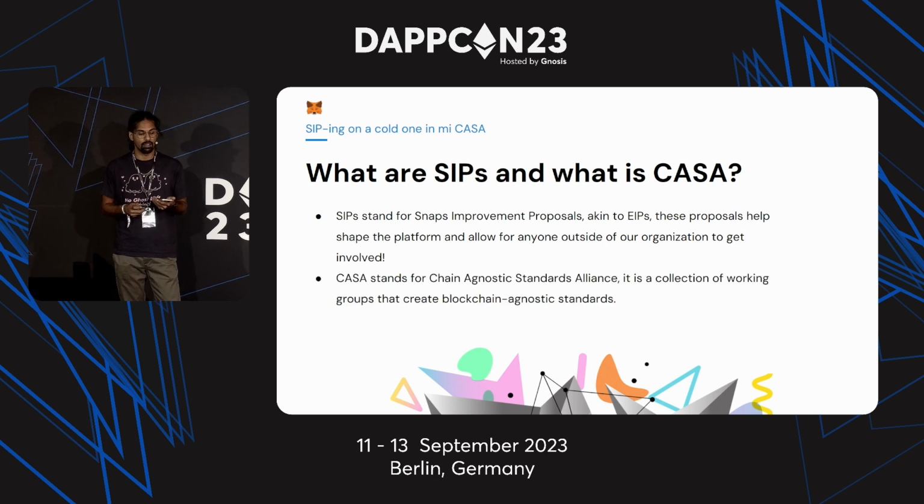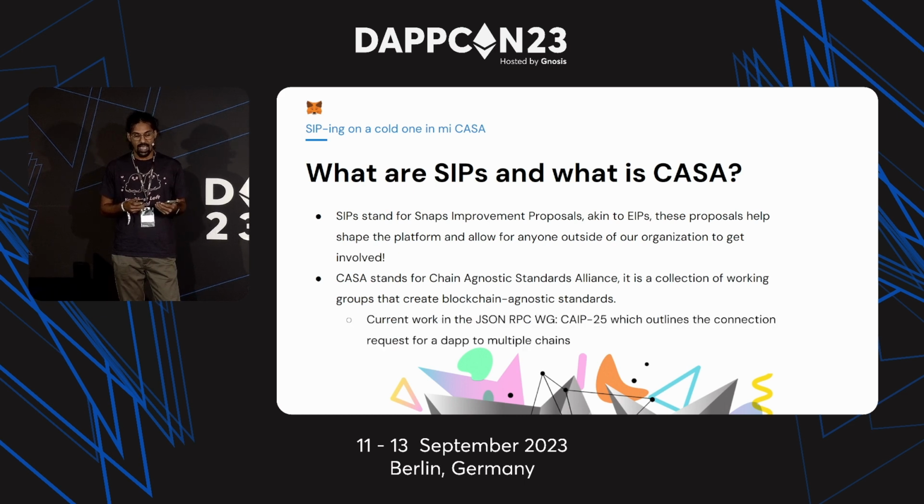What is CASA? CASA stands for Chain Agnostic Standards Alliance. It's a collection of working groups that create blockchain-agnostic standards. Some of the work that we're doing there currently has to do with multi-chain. Current work is CAPE 25. It outlines the request for a dApp to multiple chains. This is ongoing work that's open to the public. These are things that we would like input from the greater community, from dApp developers.